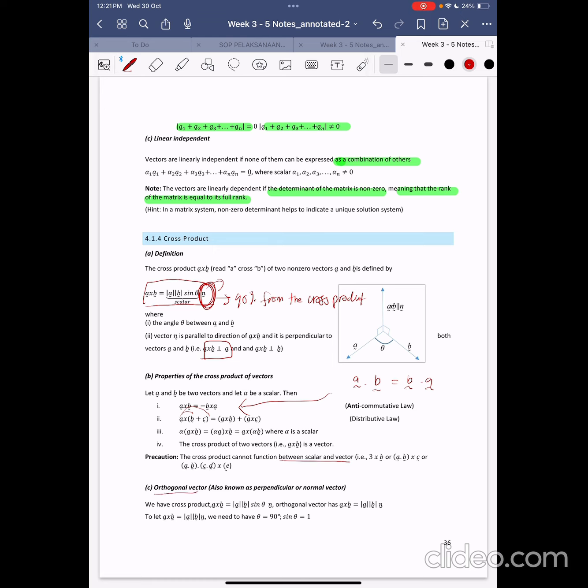Orthogonal vectors are also known as perpendicular or normal vectors. For A cross B, we get the magnitude of A multiplied with the magnitude of B sine theta, and then n, the unit vector in the direction orthogonal to it, 90 degrees to it. Here theta is 90 degrees. If you use a calculator, sine 90 degrees is equivalent to 1.